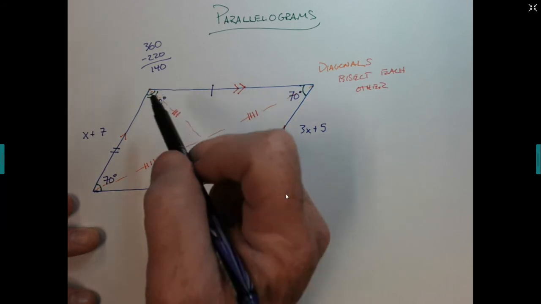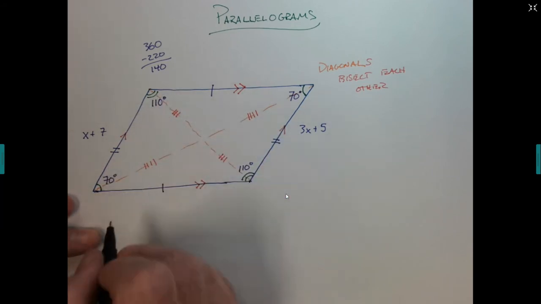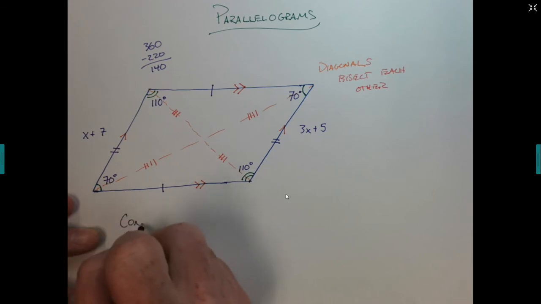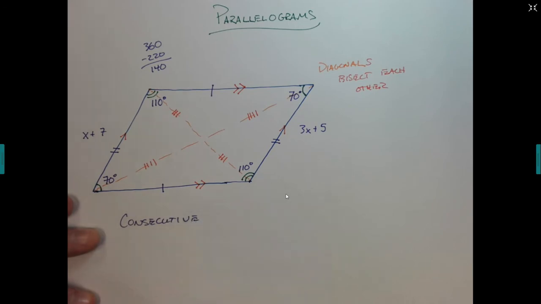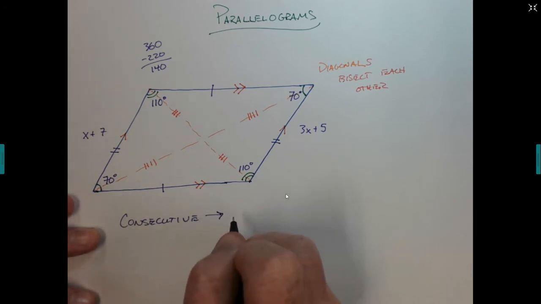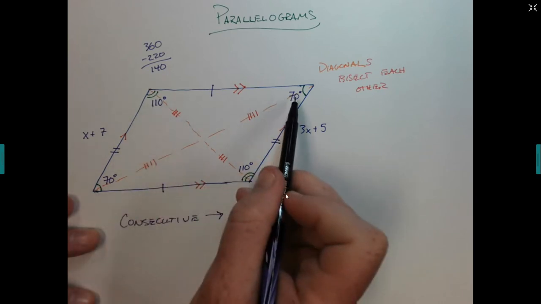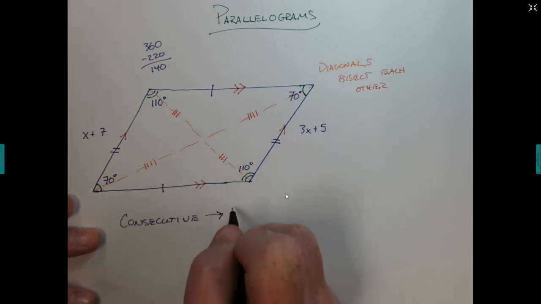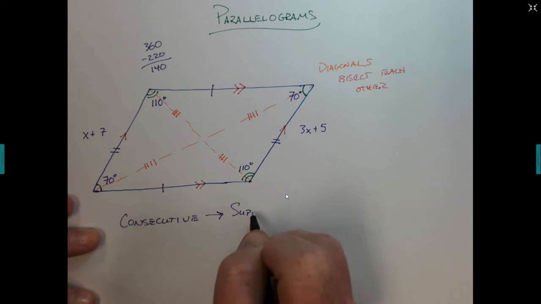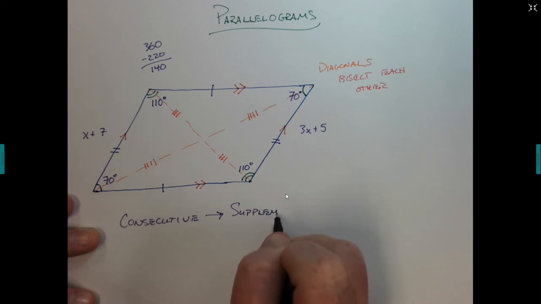One cool thing is the angles that are next to each other, all right, that's referred to as consecutive. I just used that word a second ago, all right. The consecutive angles are going to have a relationship. If this is 110, this is 70. They're obviously not equal, but they do add up to 180 degrees. They will be supplementary.